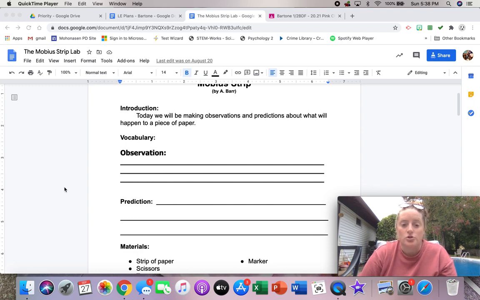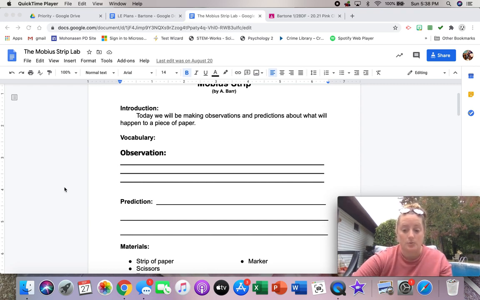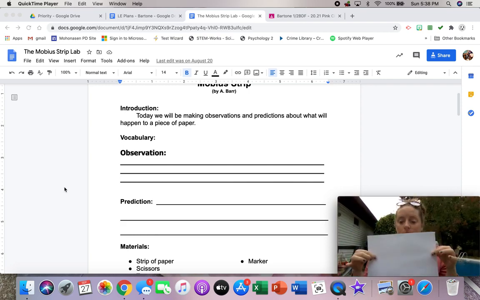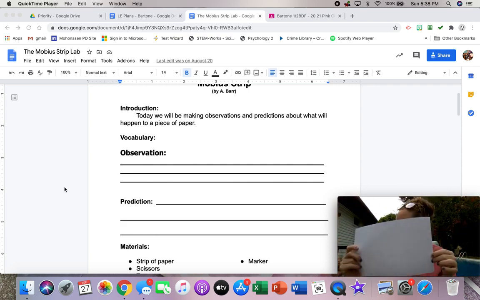It's called the Mobius Strip Lab. If you're in class with me, you'll be given a sheet of paper. If you are home, you can do this as well, but you're going to need a piece of computer paper. Looks like this. Just plain old white computer paper. It doesn't have to be anything fancy.